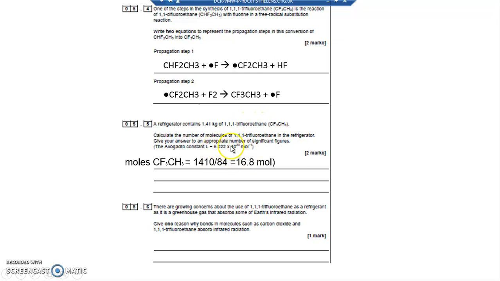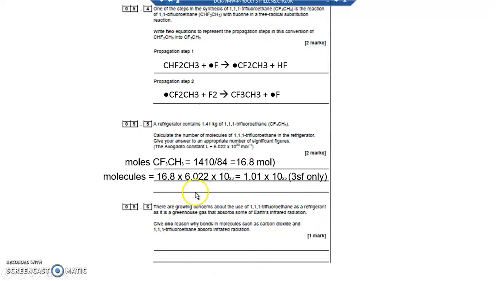Now, the number of moles multiplied by Avogadro's number gives you the number of particles. So the number of moles, 16.8, multiplied by 6.022 times 10 to the power of 23 will tell you the number of molecules in that sample. To 3 significant figures. Why to 3 significant figures? Because some of the other values, like 1.41 kilograms, are to 3 significant figures. So 3 significant figures is needed because one of the other values is to 3 significant figures.